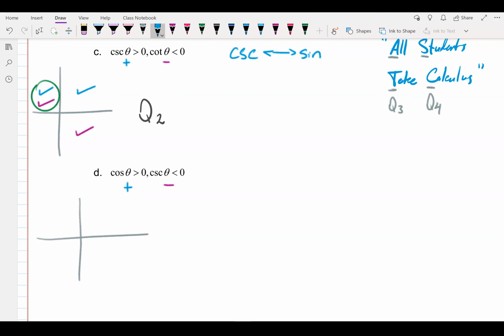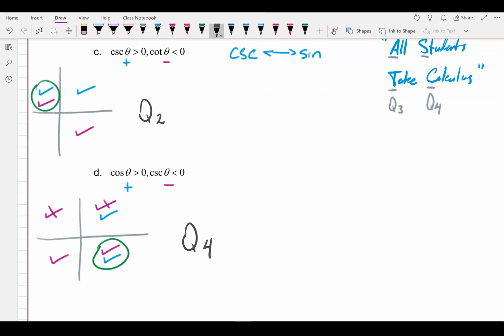Cosine is positive, so cosine is positive in the C quadrant and in the A quadrant. Cosecant is negative wherever sine is not positive. So I would think, okay, sine is positive here and here, but I'm not allowed to do that, so it must be here and here. And finally, this is where they overlap. This must be the quadrant where both rules, this one and this one, are both satisfied. And so we have quadrant 4.